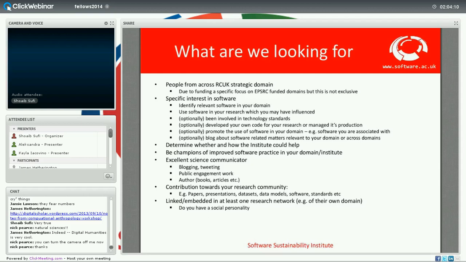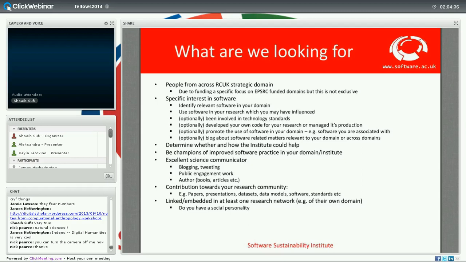So people who have an interest in software, so that they're interested in identifying relevant software in their domain. They use software in their research. They may have been involved in technology standards. They might be developing their own codes. They might be interested in promoting the use of software in their domain, for example, increasing the capability of software practice in their domain.